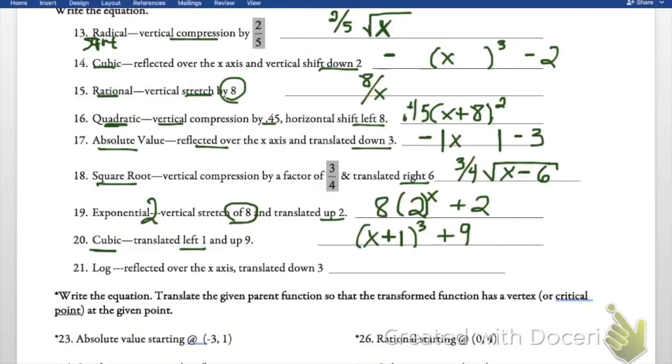Alright? Now let's look at the last one. 21 is a log. Okay? Well, log is easy, right? Because you just write the word log. It's reflected, so I've got to put a negative out front, and then it's translated down 3. Well, does that 3 go inside with the X? No. It goes outside. So I'm going to close the parentheses to indicate that that log is just for the X, and then move it down 3 at the end.